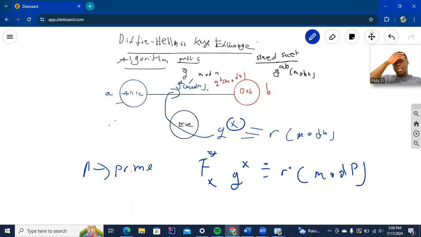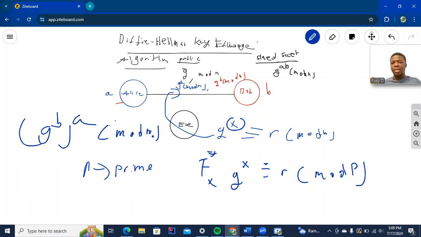So you know how Alice finds the shared secret by saying, I'm going to take G to the B, raise it to the A, and then take this mod n? This needs to be reduced mod n.